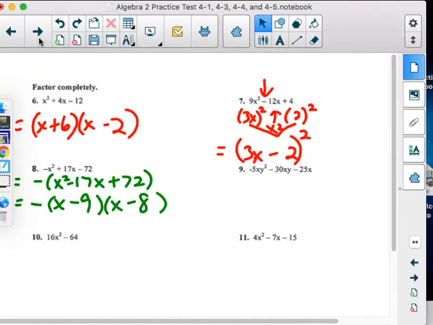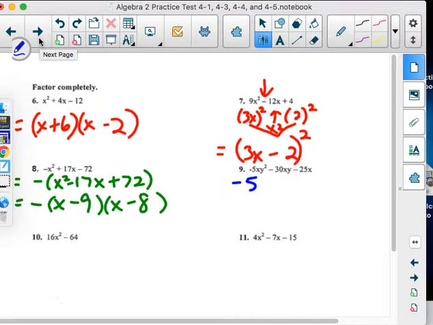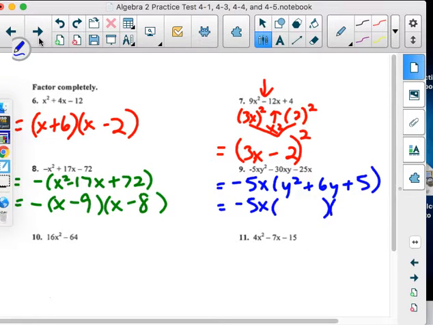Let's go to number 9. Number 9 looks like there's some stuff we could take out of this one, and we definitely want to. So we can take the negative out, and all of those are multiples of 5. So we'll take that out. And they all have an x, so we'll take that out. And that would leave us with y squared plus 6y plus 5. And then we'd go ahead and try to factor that. So we've got a negative 5x in front. And in the back, I notice those are not perfect squares, but I do notice there are two numbers that multiply to 5 and add to 6, and that's 5 and 1. So y plus 5 and y plus 1.